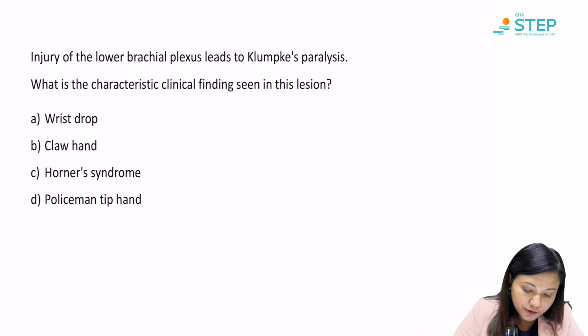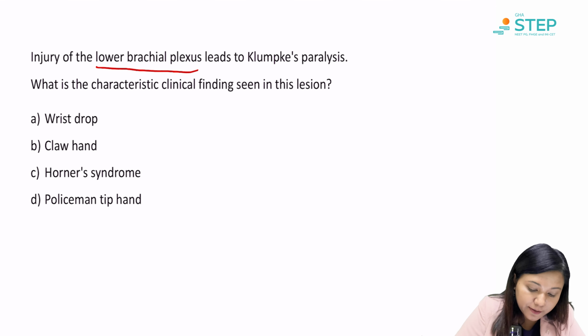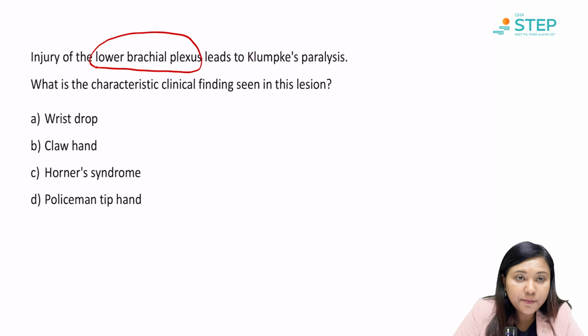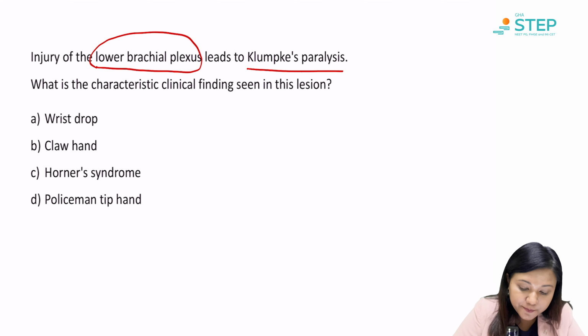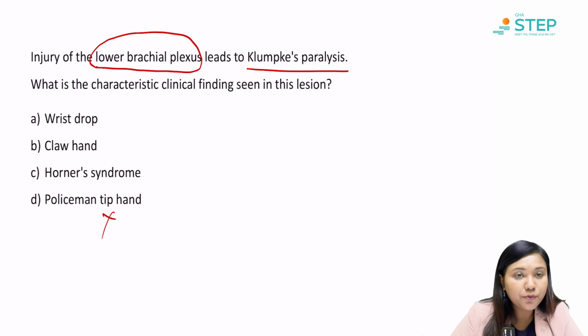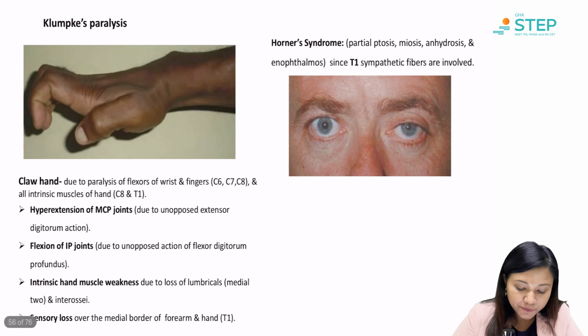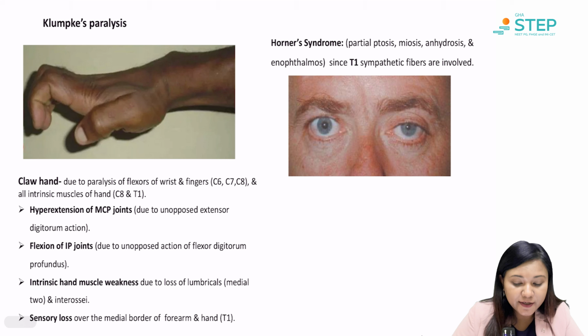Next question. Injury of the lower brachial plexus leads to another paralysis, that is Klumpke's paralysis. What is the characteristic clinical finding in this lesion? So they have given wrist drop, claw hand, Horner's syndrome, and policeman's tip. Out of all this, policeman's tip occurs in Erb's palsy. So out of these 3, which is the correct one? So let us come to Klumpke's paralysis.